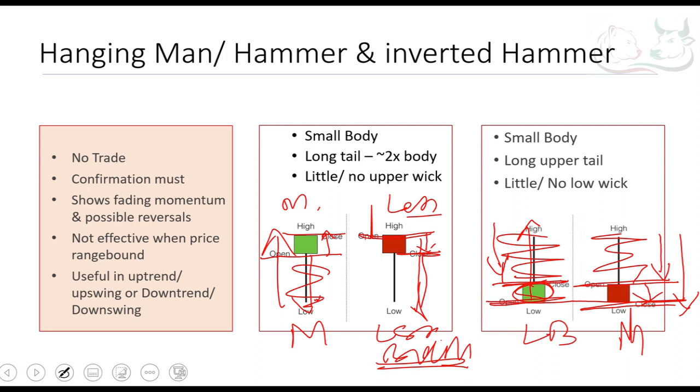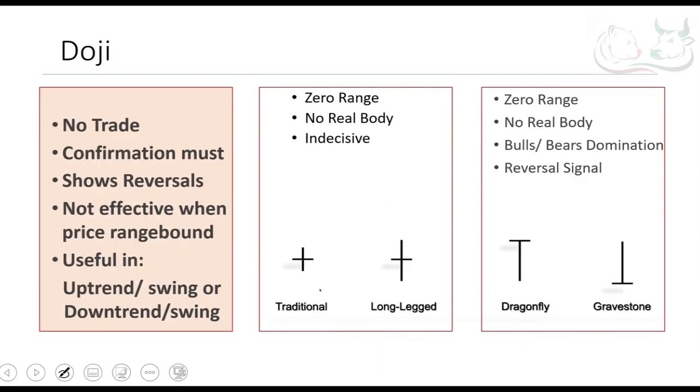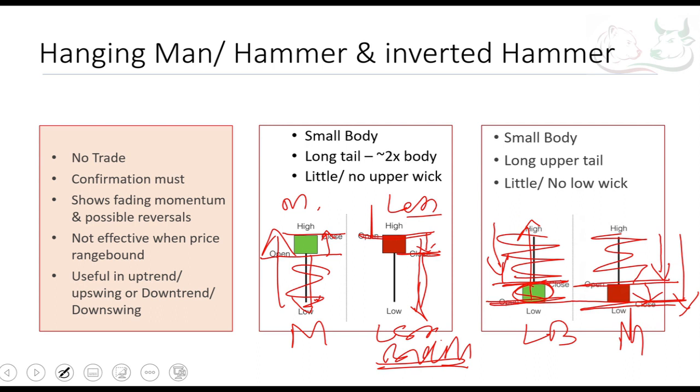Some of the comments I've made here: again, confirmation is a must, as we discussed with the earlier candle. The next candle confirms whether the confirmation is there or not, and we'll understand that more when we go to the chart patterns. So, no trade without confirmation. These candles show fading momentum, which is very critical. How do we read it?